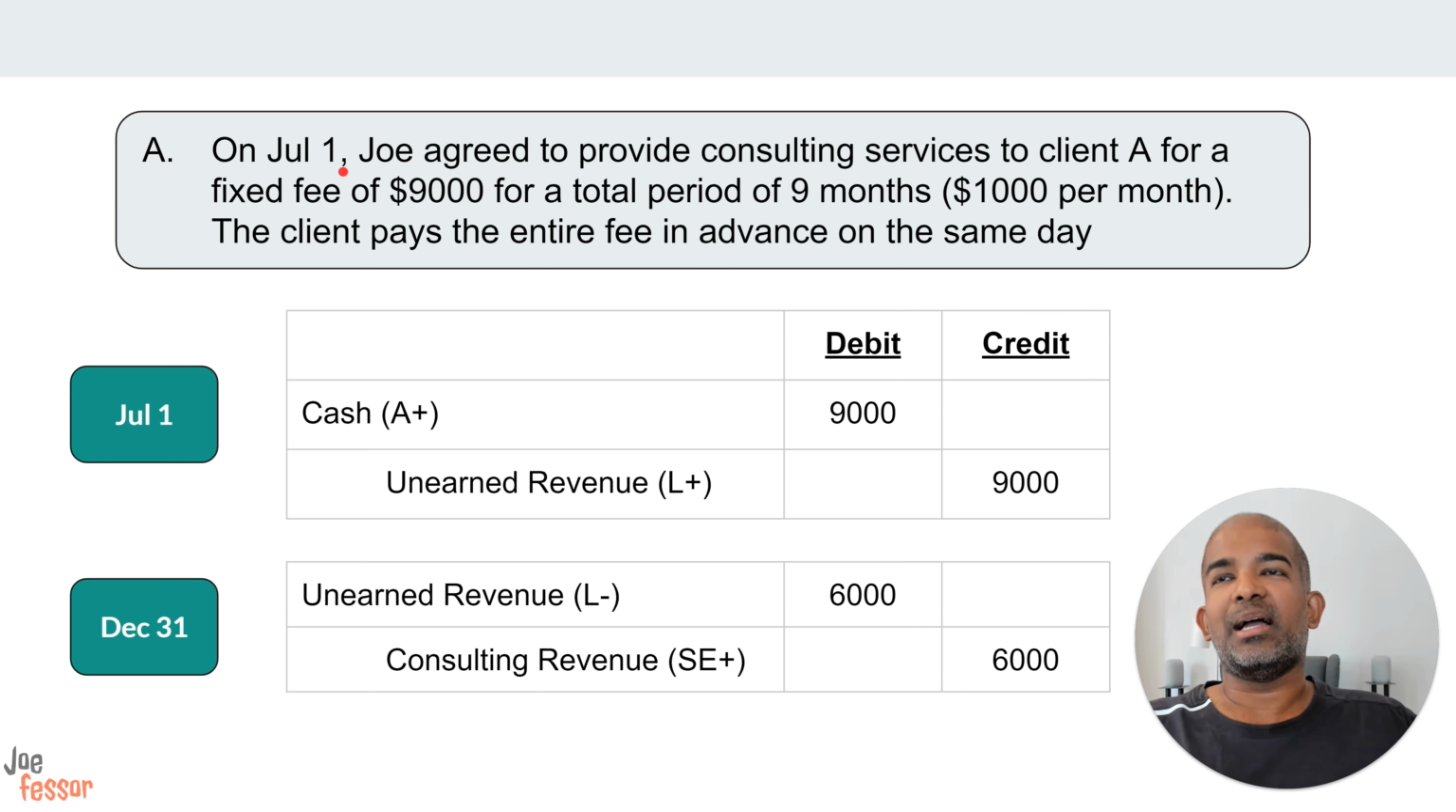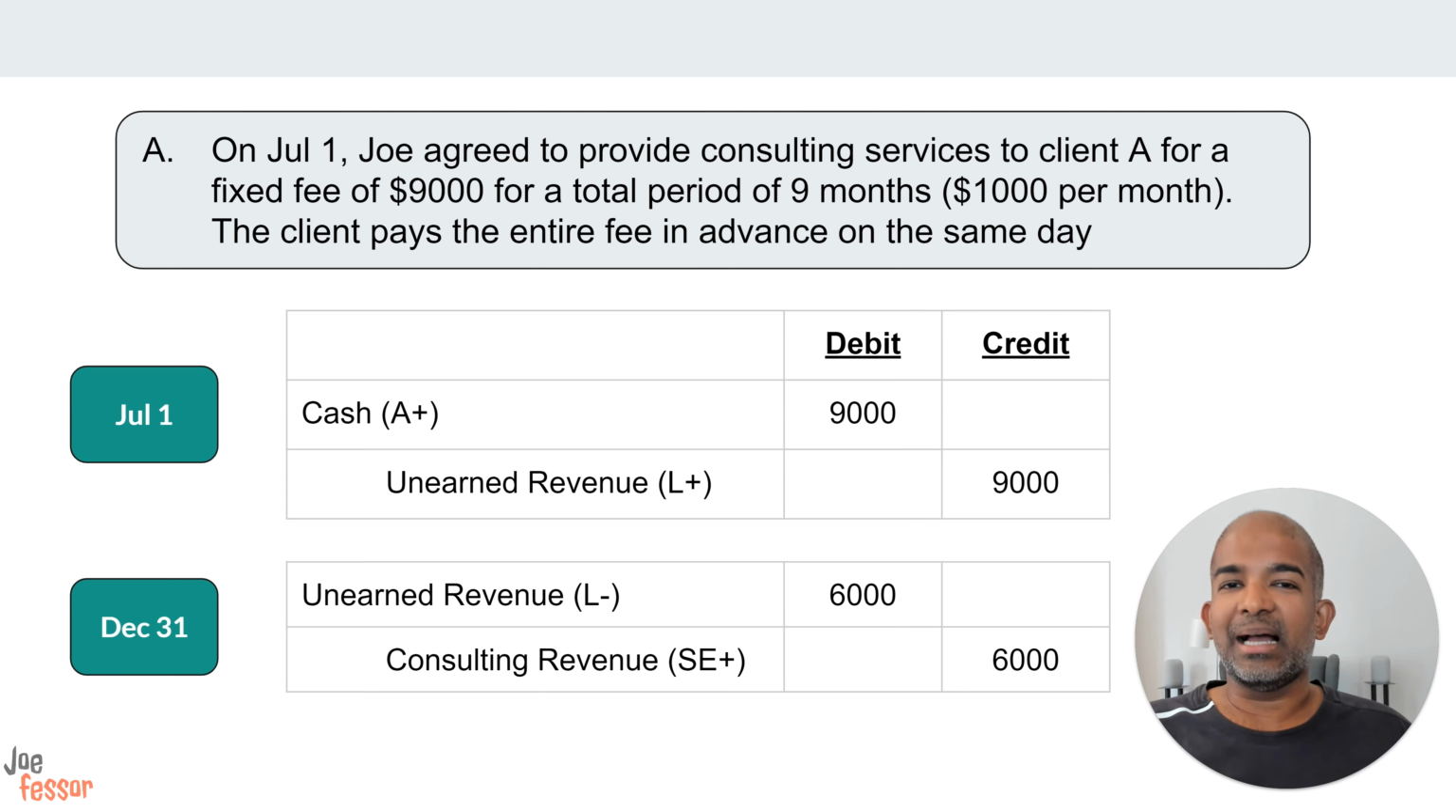From the 1st of July to the 31st of December, 6 months have passed. So Joe would have provided consulting services for 6 months as of December 31, and he would have earned 6 months of revenue. So he would credit a consulting revenue account to show $6,000, and $6,000 out of the unearned revenue should be reversed. 6,000 out of the 9,000 is not unearned anymore. So Joe has earned 6,000, and only 3,000 remains unearned. By debiting the unearned revenue account by $6,000, Joe can show that he has earned $6,000 out of that $9,000. And then in the next time period, Joe would earn the remaining $3,000 by providing his consulting services, right?